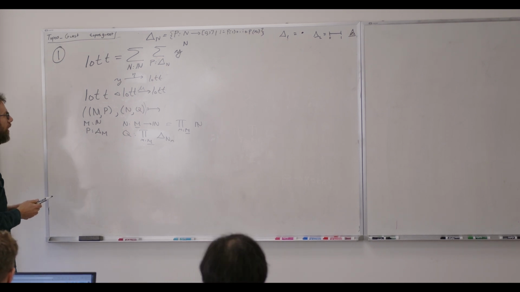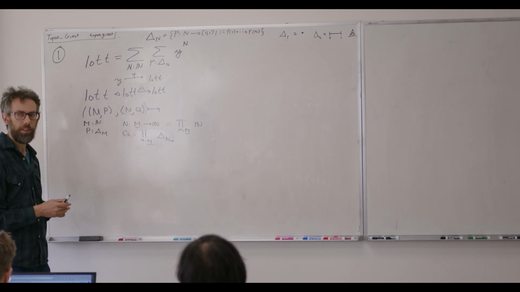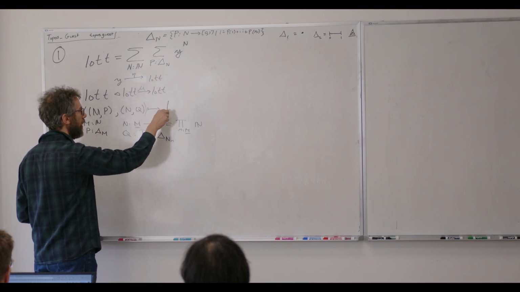Okay, so where are we going to take this thing? A lottery of lotteries goes to a lottery. Which lottery does it go to? Well, I need to give a natural number and a p. So what's the natural number?